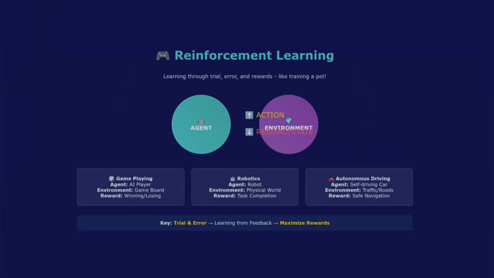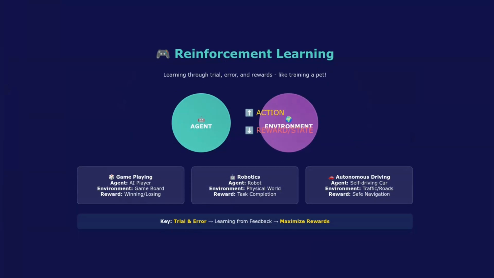Finally, reinforcement learning. This is perhaps the most intriguing, inspired by how humans and animals learn. Imagine a dog learning tricks. You give a command, the dog tries something, and if it performs correctly, it gets a treat, a reward. If not, no treat, a penalty. The dog learns through trial and error, optimizing its actions to maximize rewards over time.